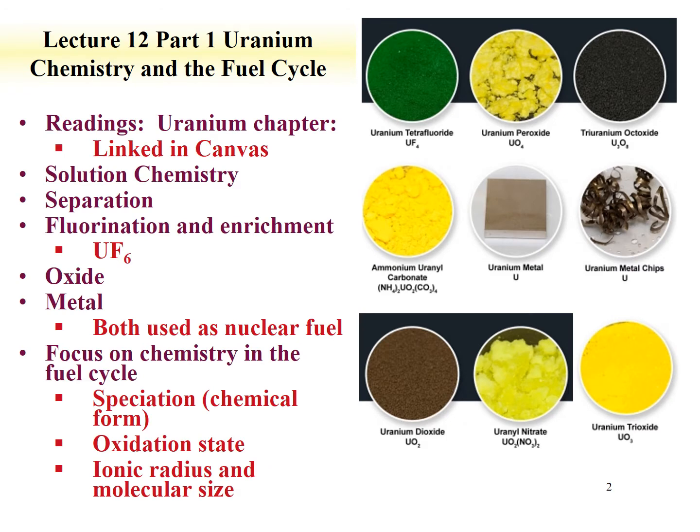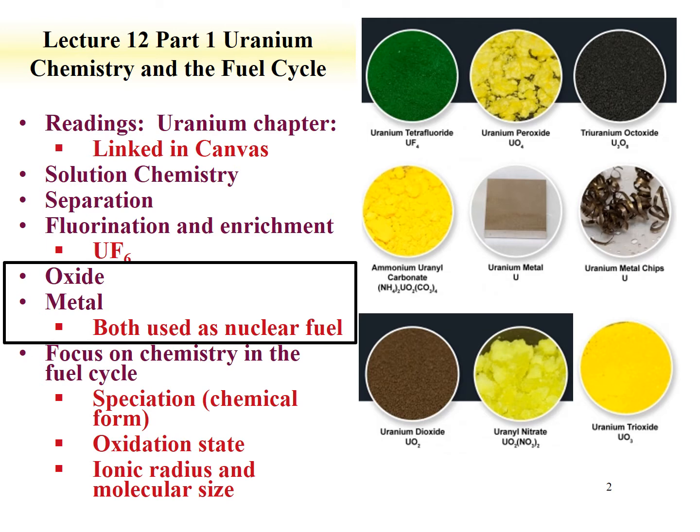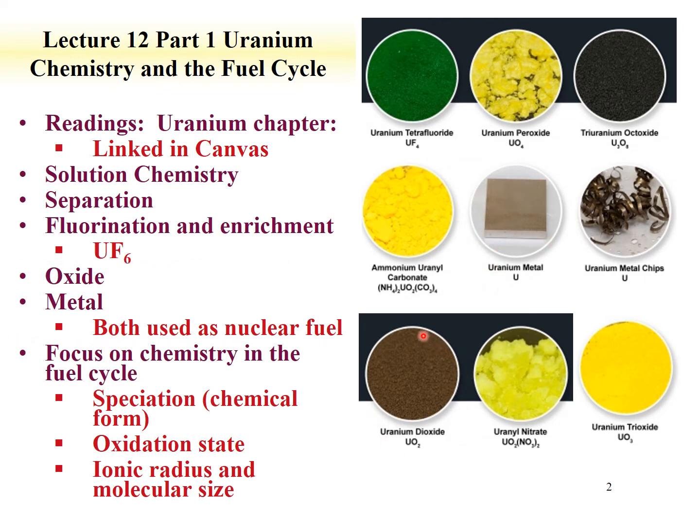Part 2 of the lecture on uranium chemistry and the fuel cycle is going to focus on uranium oxide and uranium metal. There's a common point with these compounds. Both are used as nuclear fuel. For nuclear fuel, uranium metal, shown here, and the oxide is dominant by UO2.